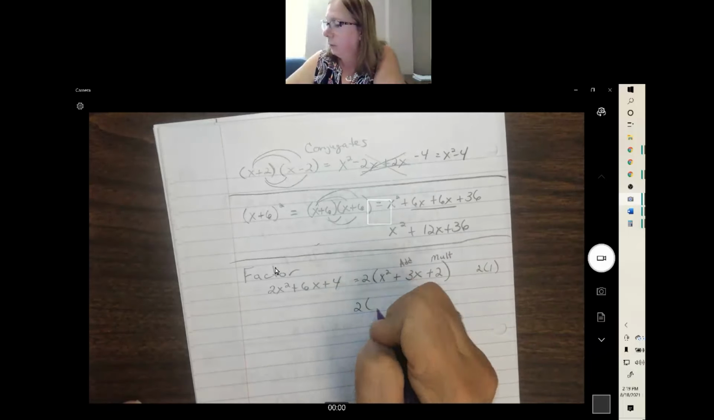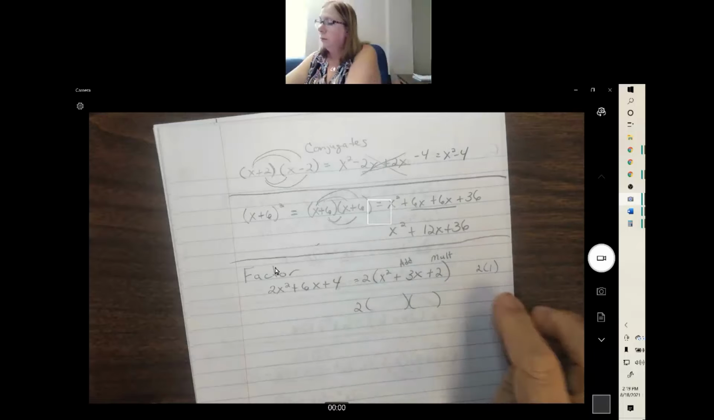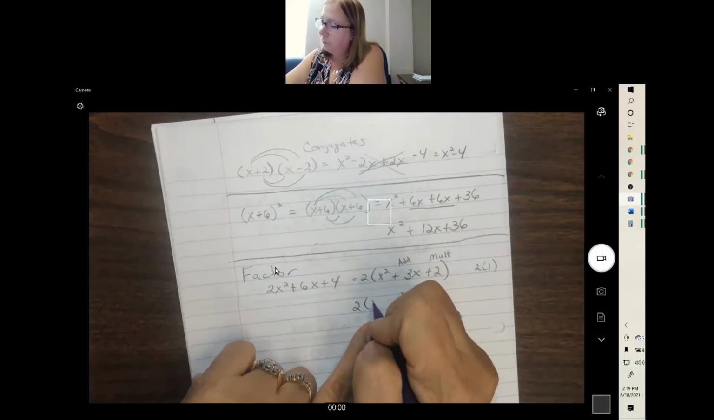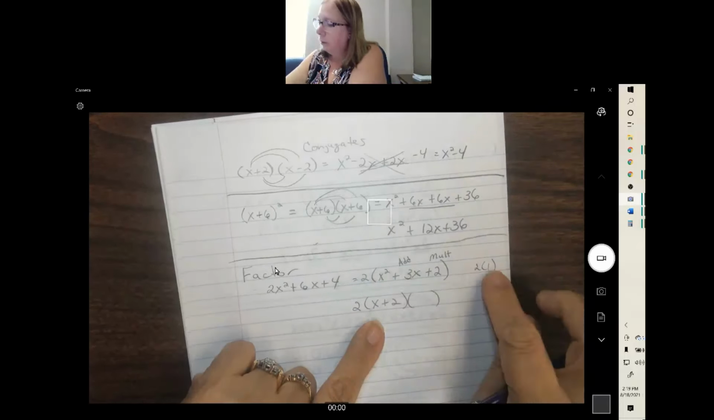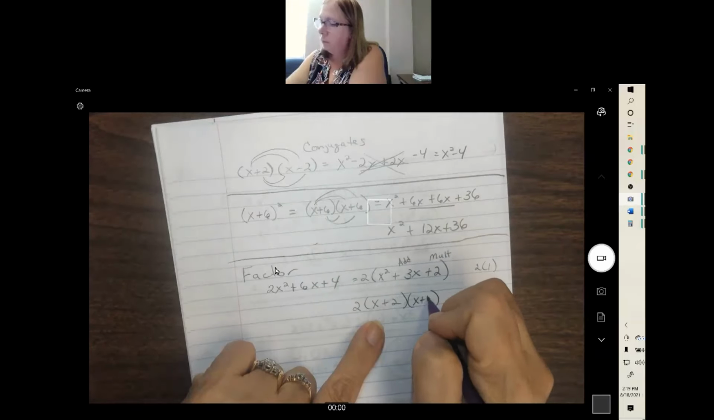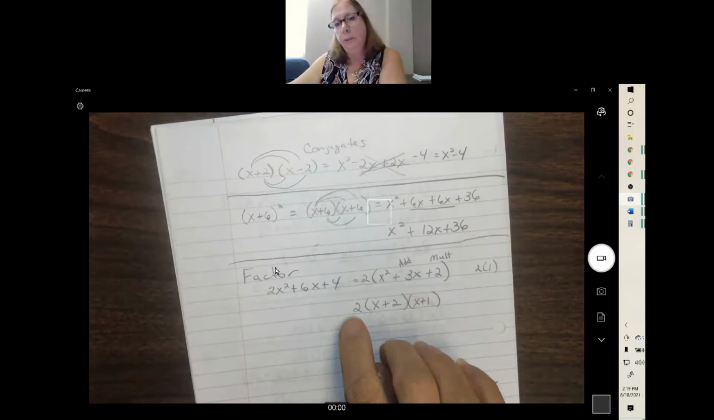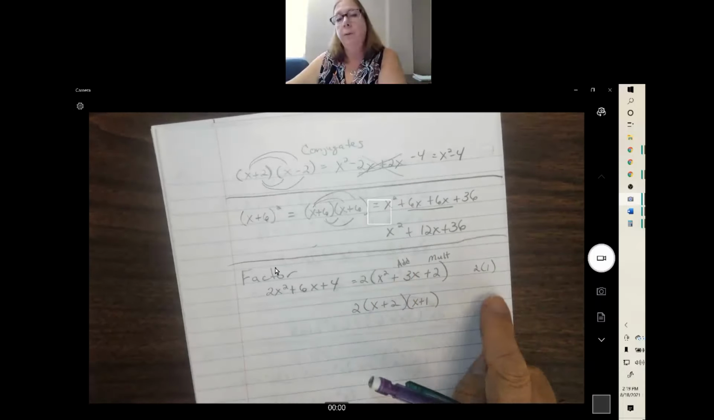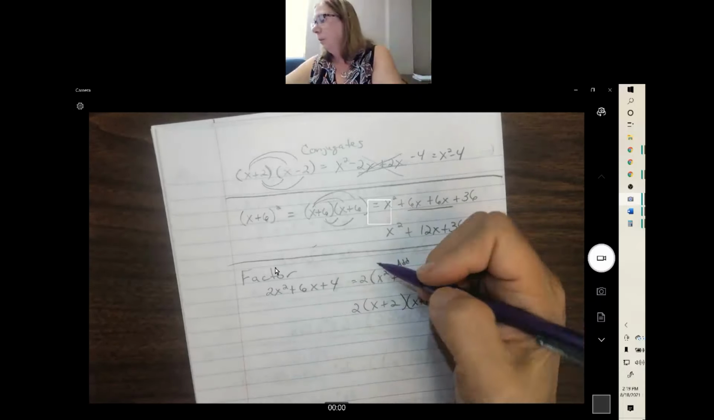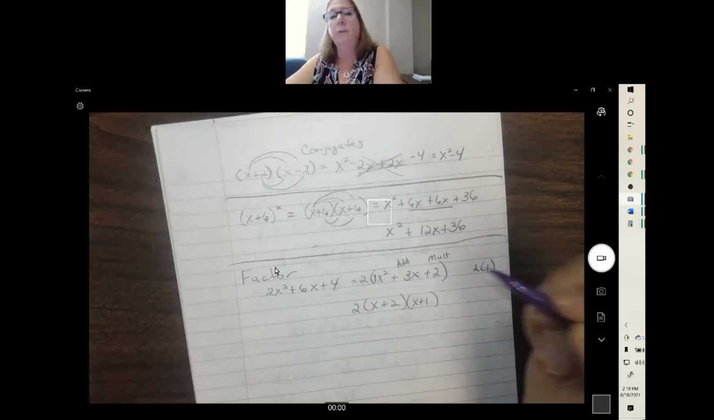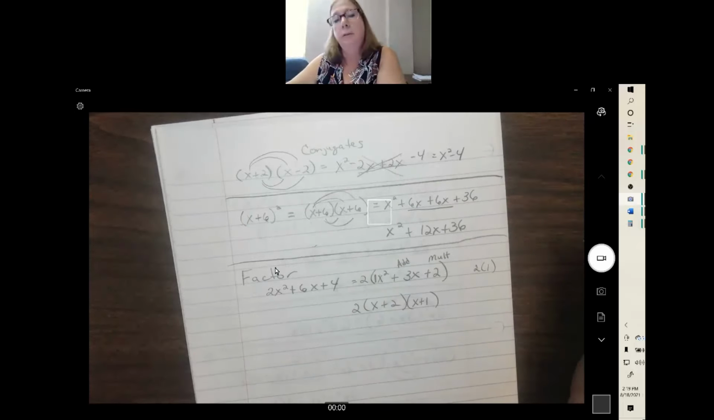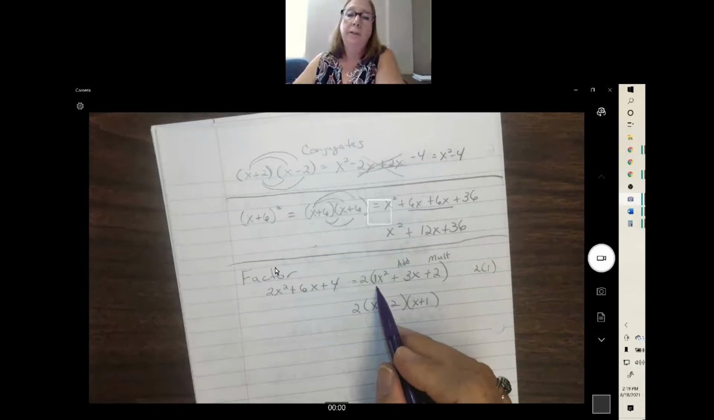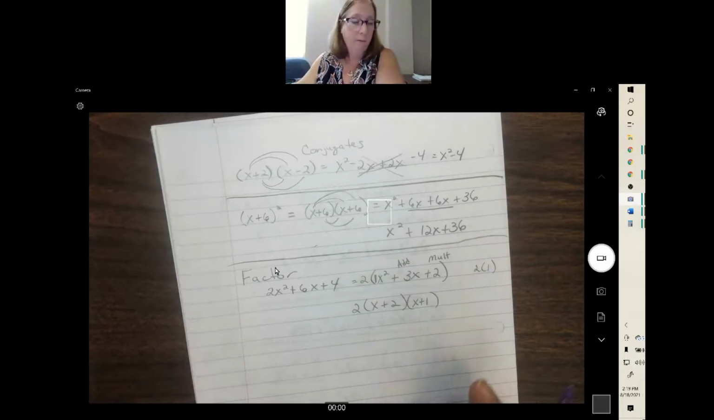So that will factor into x plus 2 and x plus 1. And so then this would be completely factored. You can use this format as long as the value in front of your x squared is a 1. So when there's no number in front of the x squared, you can factor this way.